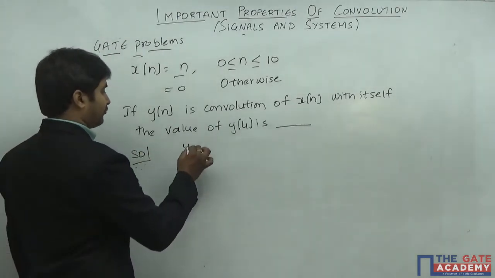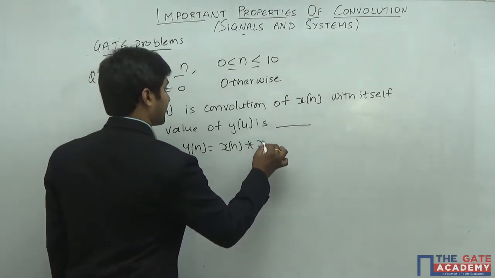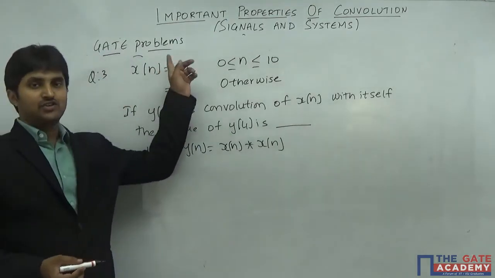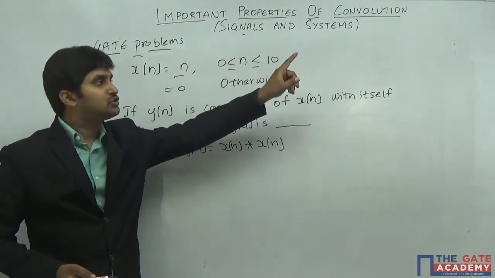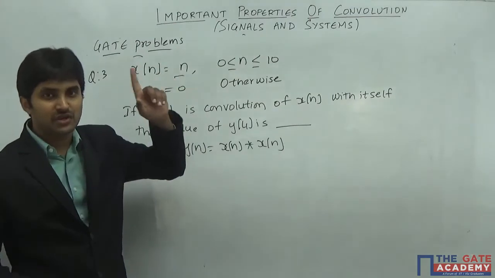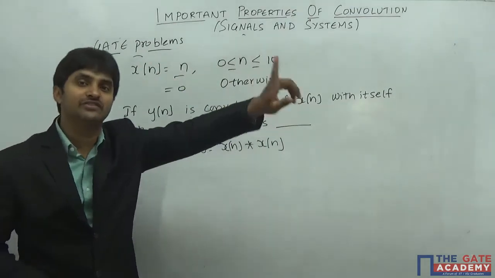Here the output y of n is given as the convolution of x of n with itself. Now what is x of n? X of n is equal to n for the value of n between 0 and 10. So x of 0 is going to be 0, x of 1 is going to be 1, x of 2 is equal to 2, and so on, x of 10 is equal to 10, x of 11 is going to be 0.